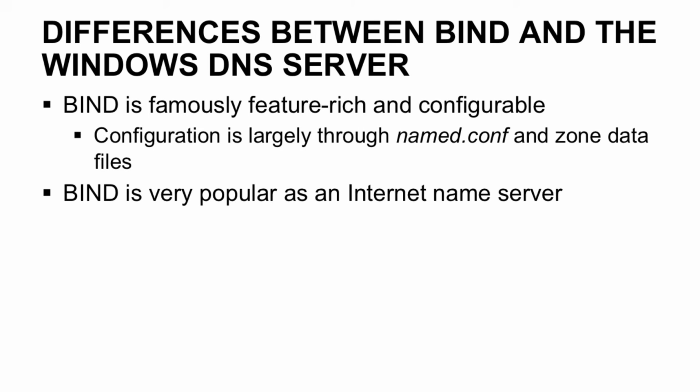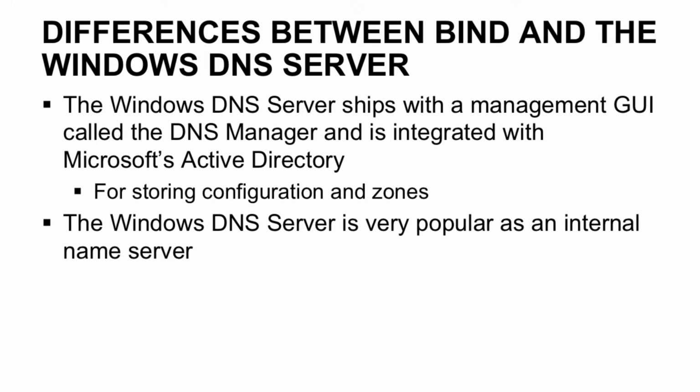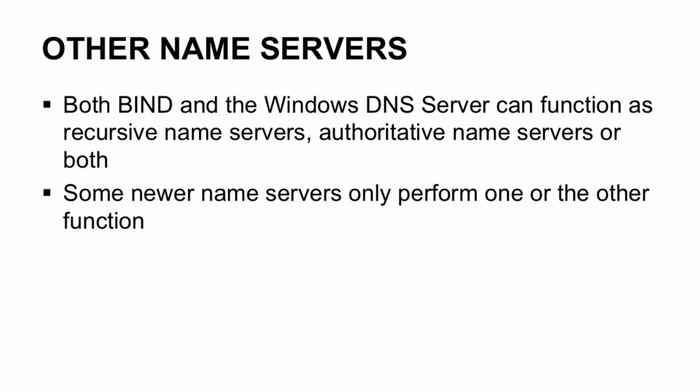It's usually configured from a text file called named.conf by default. Bind is also enormously popular, powering a double-digit percentage of the name servers on the internet. The Windows DNS Server ships with a graphical user interface for managing DNS called the DNS Manager. The Windows DNS Server integrates with Microsoft's Active Directory, or AD, can store files in AD and read its configuration from AD. Both Bind and the Windows DNS Server can function as recursive name servers, authoritative name servers, or both at the same time.